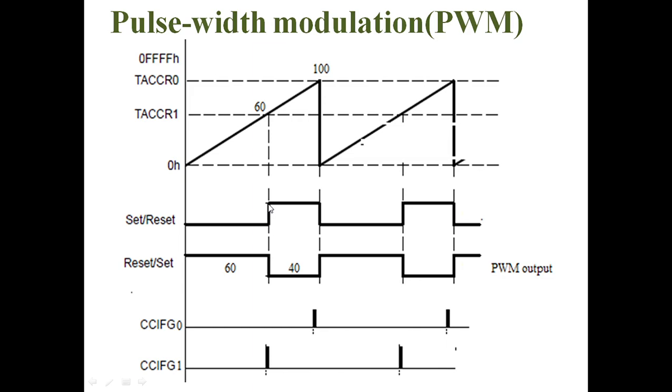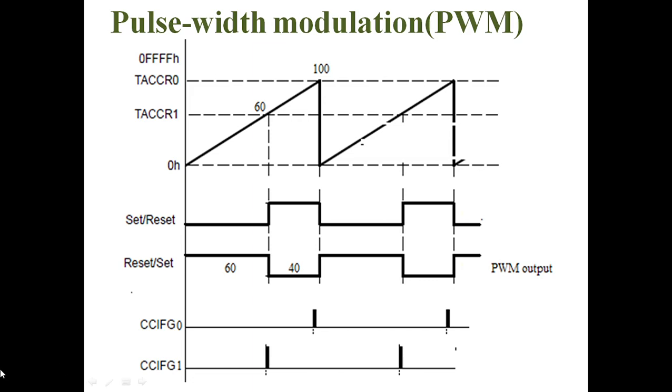Then the output is constant from Timer A register value 60 to 100. Whenever the Timer A register value reaches 100, it generates the Timer A interrupt flag and falls down to active low. And again the Timer A register starts from 0, and from 0 to 60 the output is active low, and from 60 to 100 the output is active high, in the set reset mode in the Timer A register up mode.